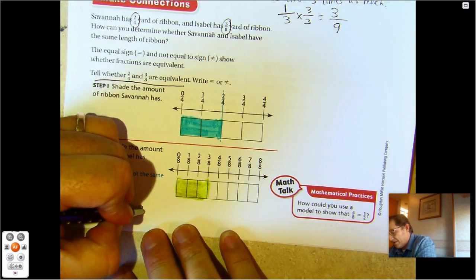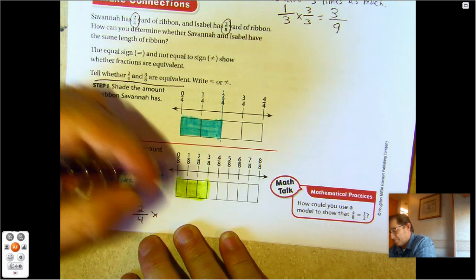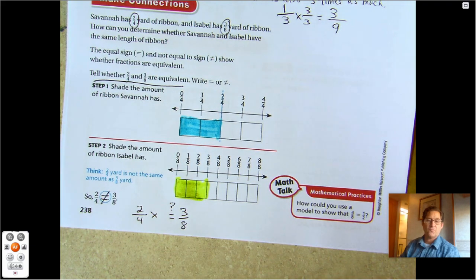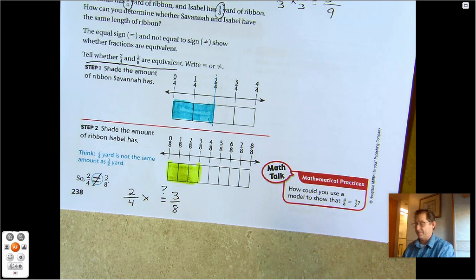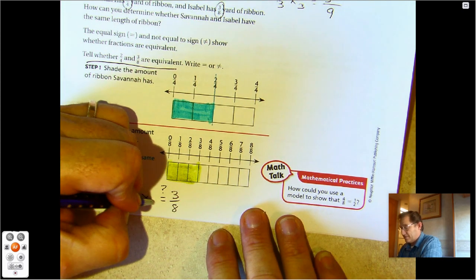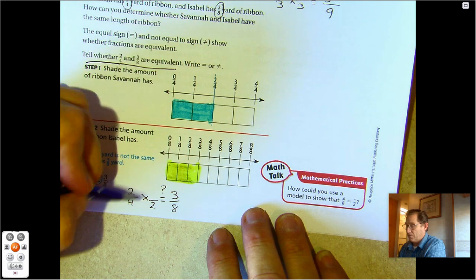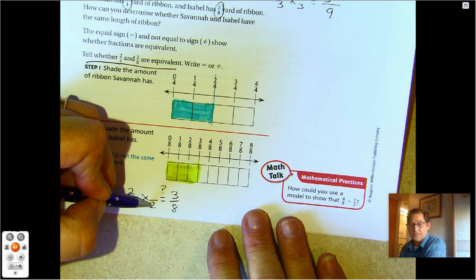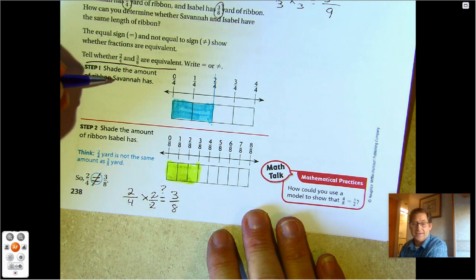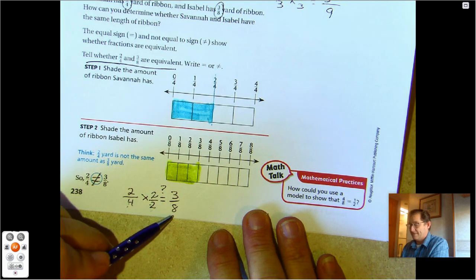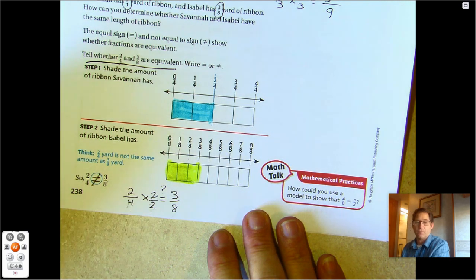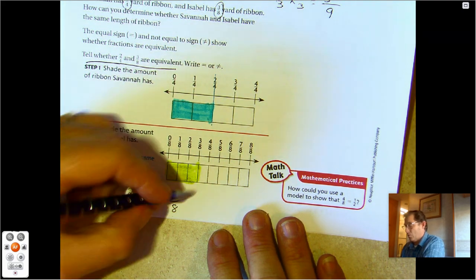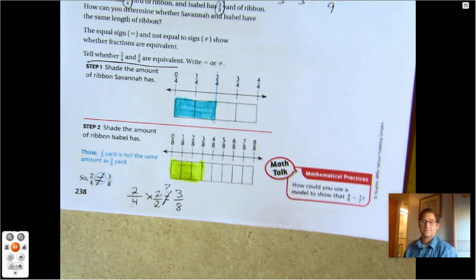Okay, we can also verify this by saying 2/4 times something equals 3/8. Well, we know eighths are 2 times as many. Whatever I do to the denominator, I also will do to the numerator. So if the denominator is twice as many, the numerator has to be twice as many. 4 times 2 is 8, so that's great. Does 2 times 2 equal 3? No, it doesn't. 2 times 2 is 4, so it does not equal.